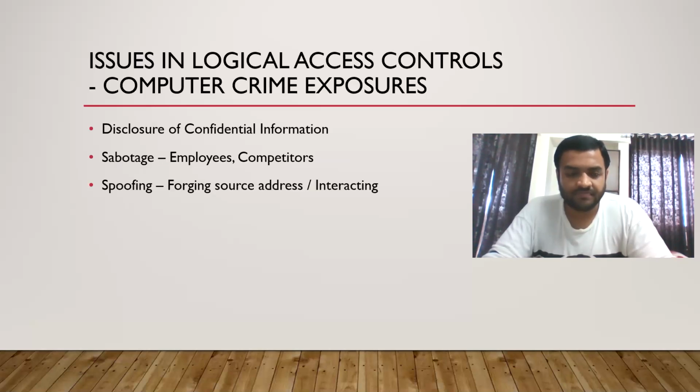After this, disclosure of confidential information. He will give the strategic information of the company to the newspapers so that they can print it in the print media or share it on social media. Then sabotage. The employees and the competitors, as soon as they come to know some information about the organization that can help them in destroying the company, they will leak it or give it to their competitors or someone who can use that information. So that is basically sabotage.